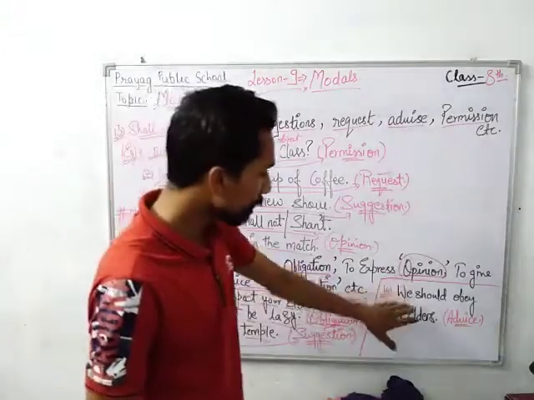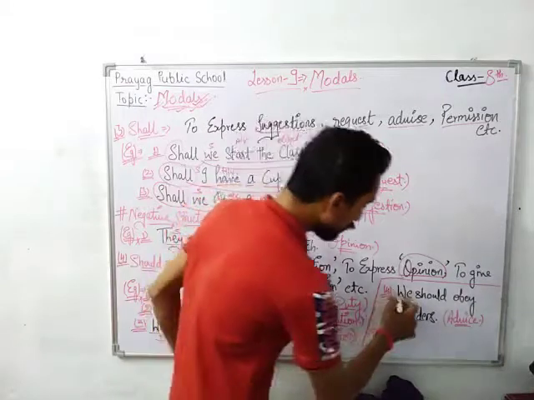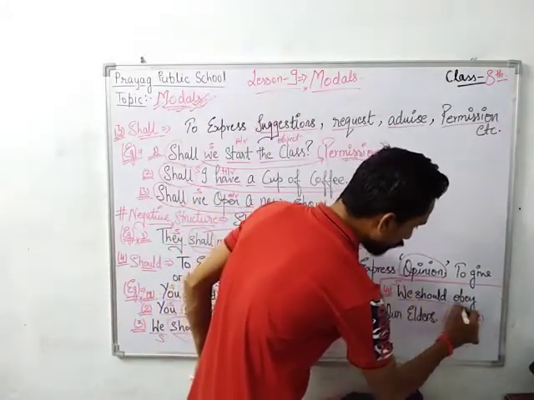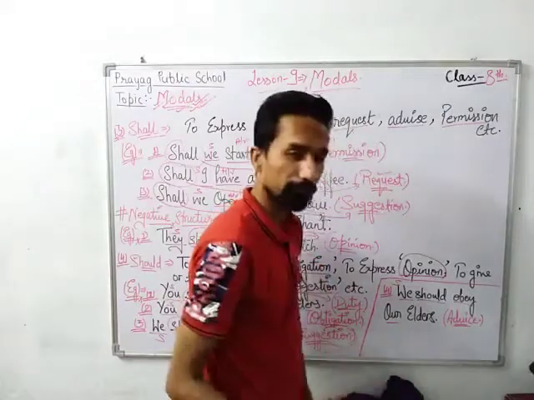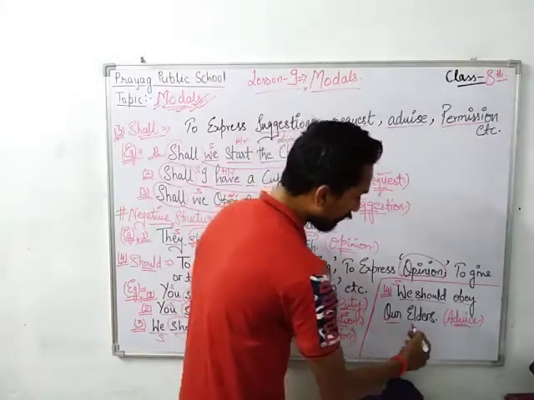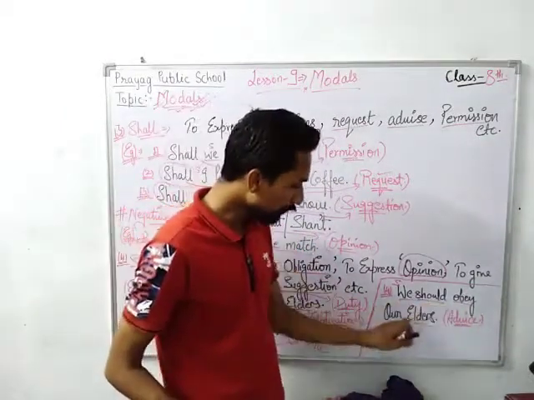Let's see the fourth one. We should obey our elders. We is again a subject. Should, then obey, an action verb. Our is a possessive adjective, then elders, object. So we should obey our elders.